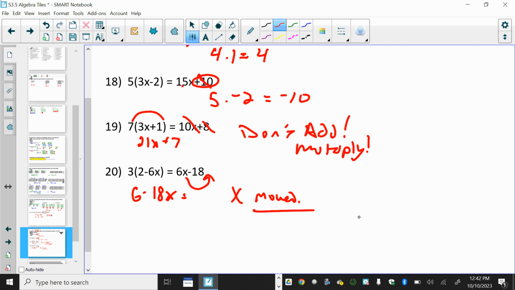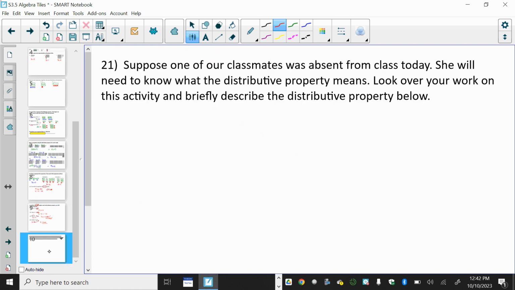Last question. Suppose one of your classmates is absent from class today, and wants to know what the distributive property means. Look over your work with the activity and briefly describe the distributive property. This is your homework assignment for this one if you choose to do it. We want you to complete this question. Communicate this with the teacher. What does it mean?